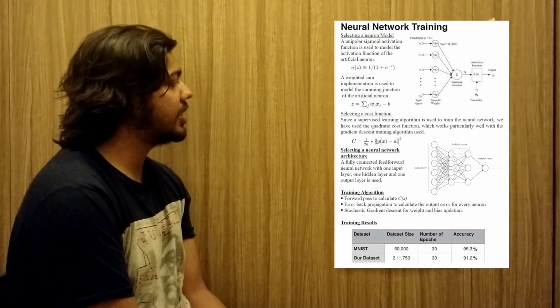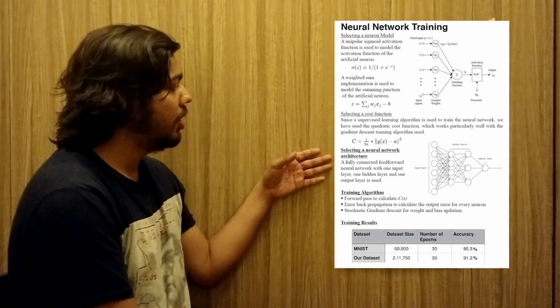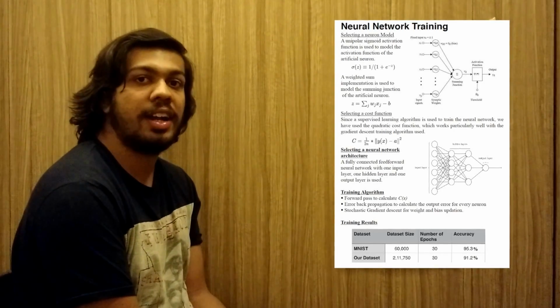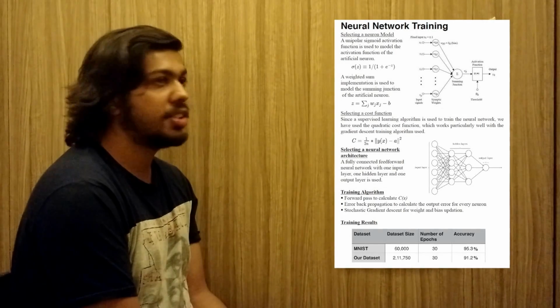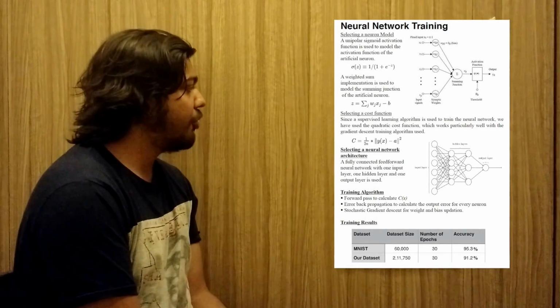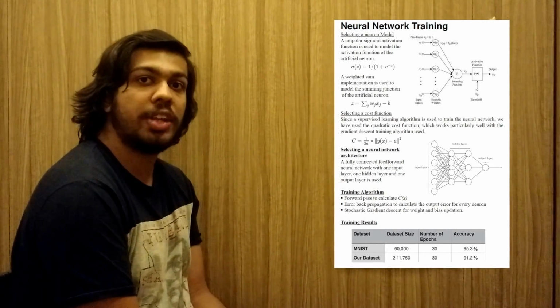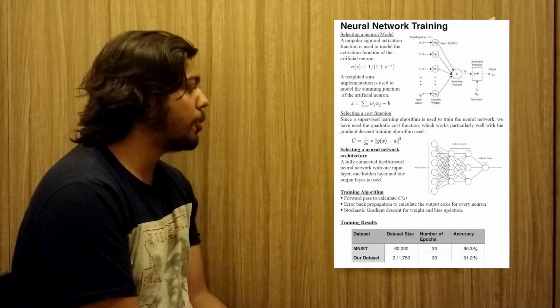The neural network architecture we have chosen is shown here, which consists of an input layer, a hidden layer and an output layer. The training of the neural network consists of two phases, a feed-forward phase during which, depending on the input to the neural network, the output is calculated.